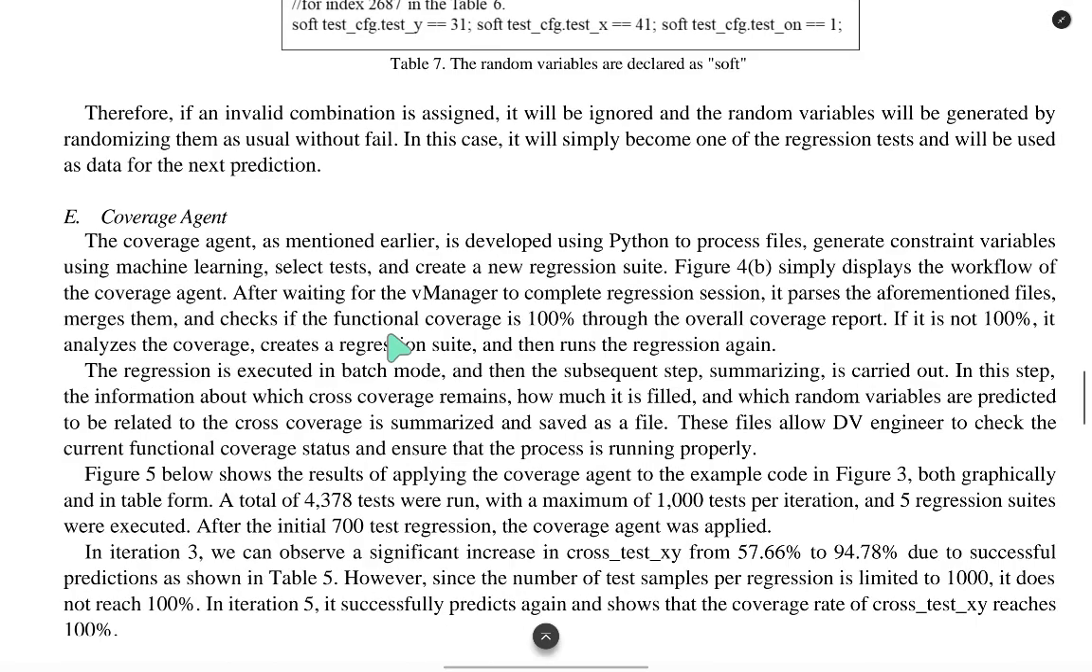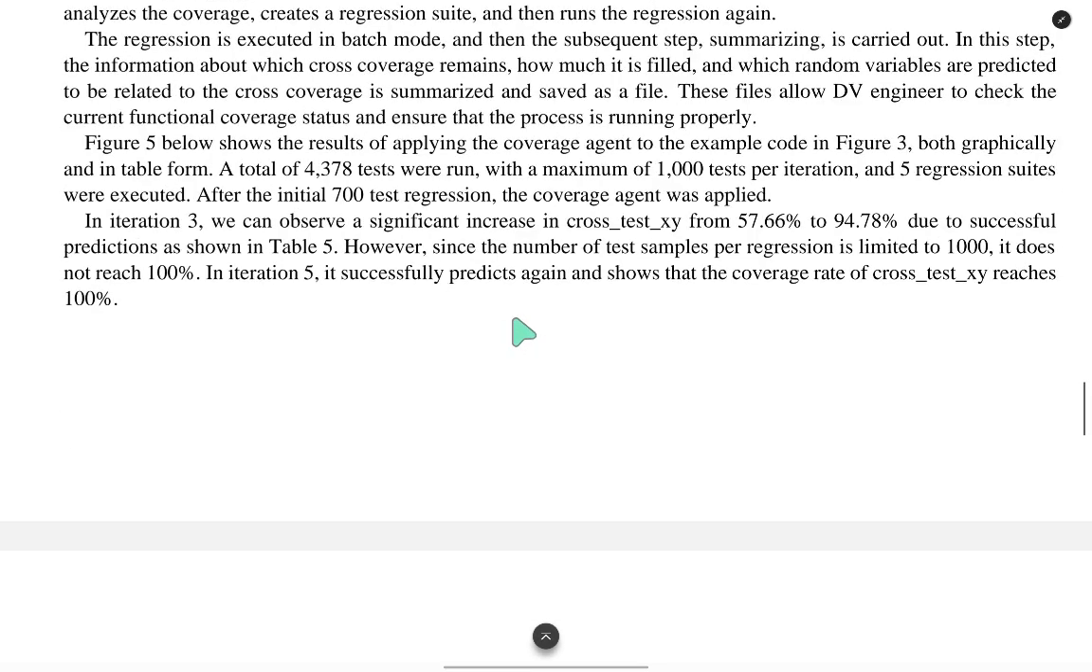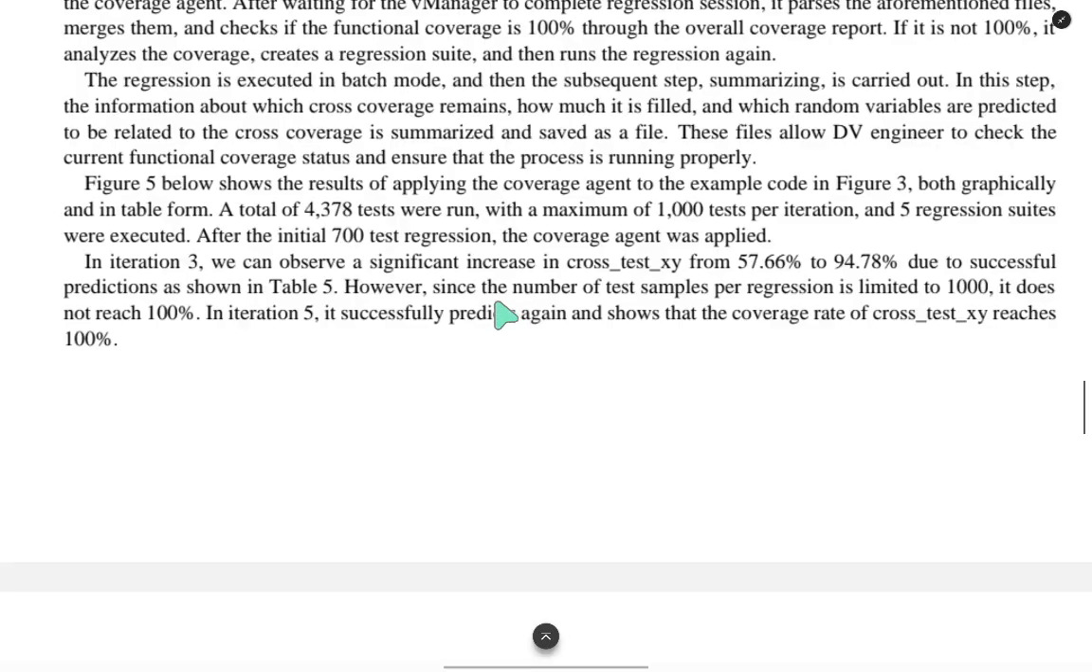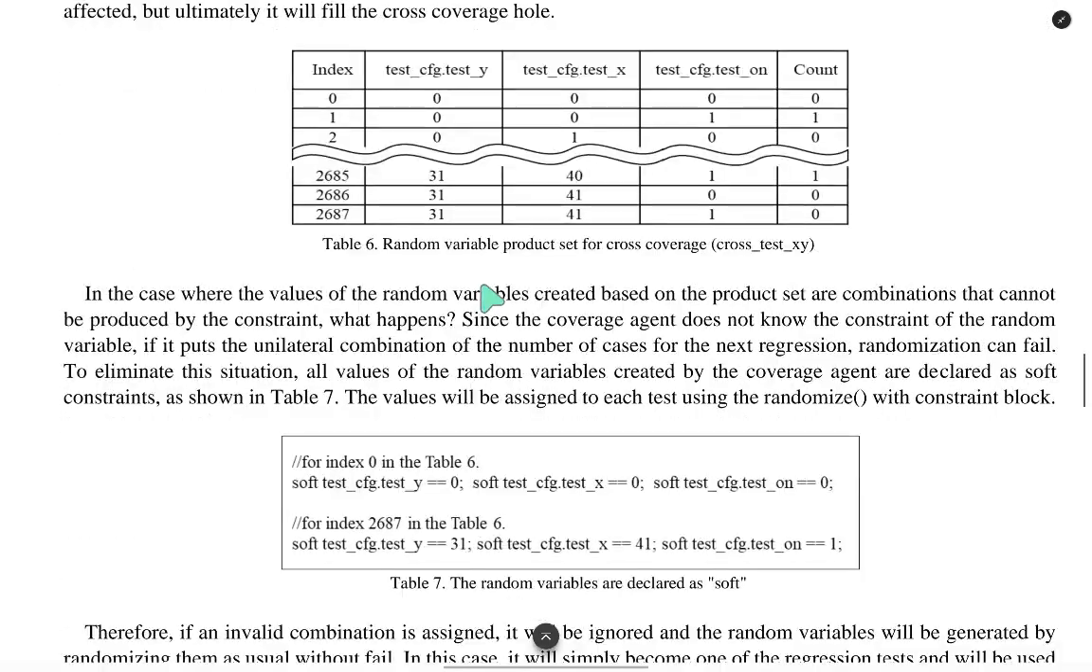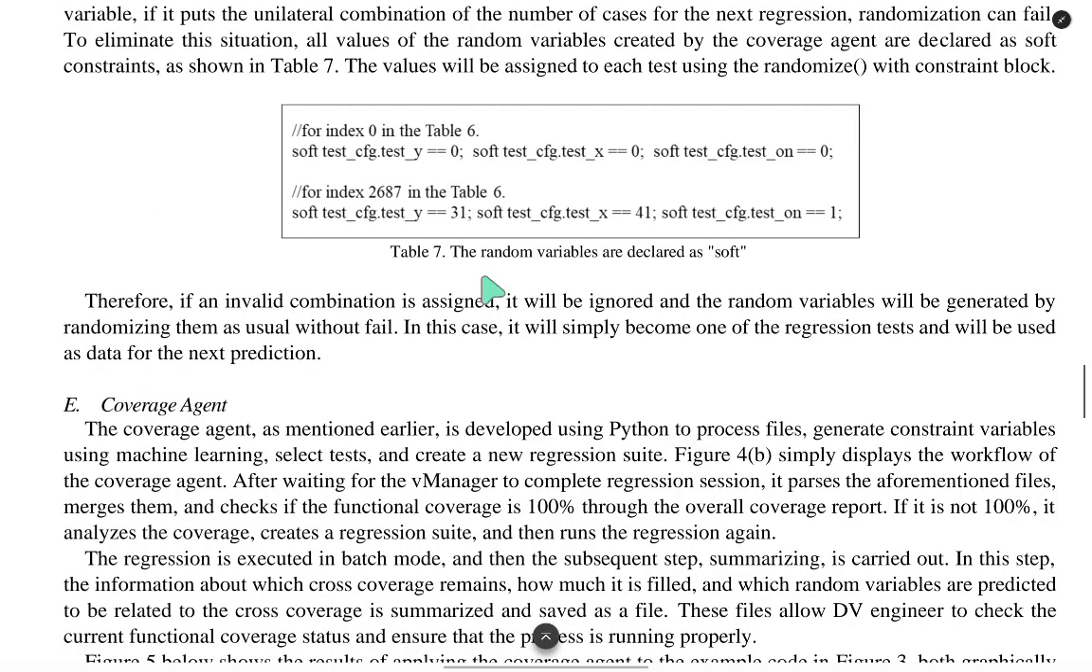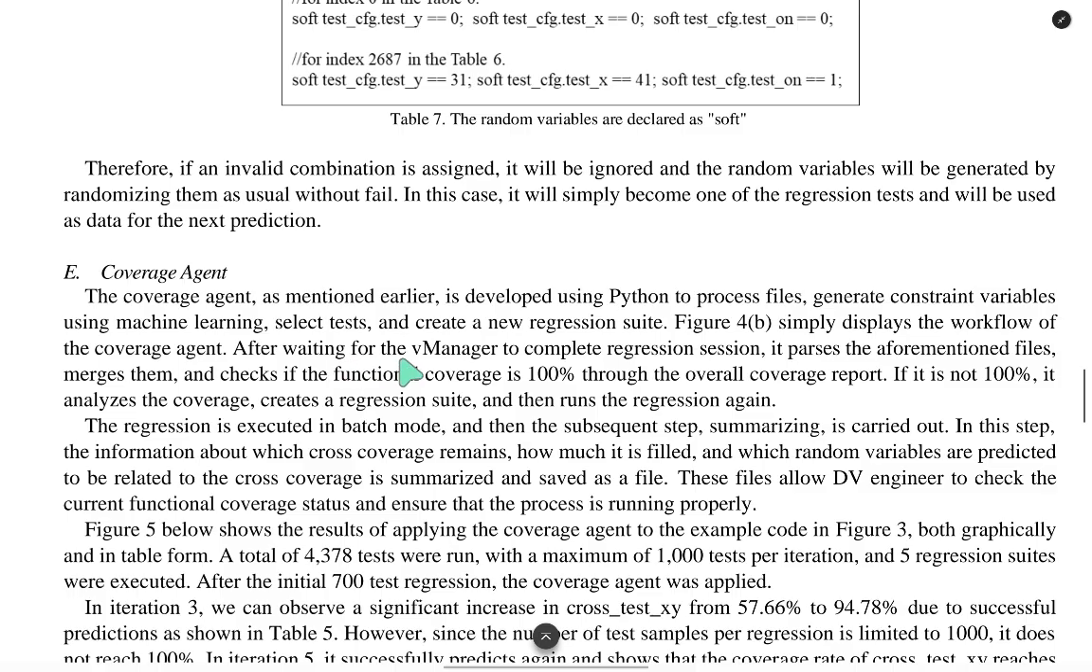E. Coverage agent. The coverage agent, as mentioned earlier, is developed using Python to process files, generate constraint variables using machine learning, select tests, and create a new regression suite. Figure 4b simply displays the workflow of the coverage agent after waiting for the vManager to complete the regression session.